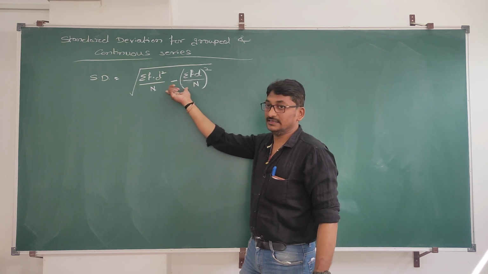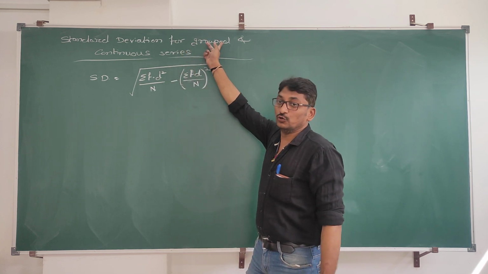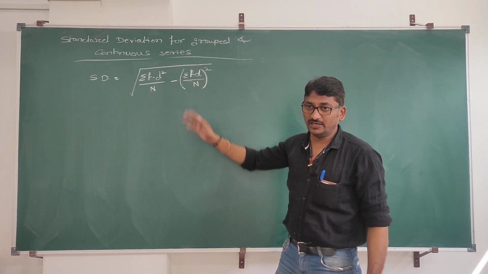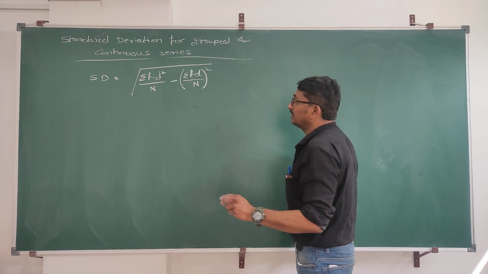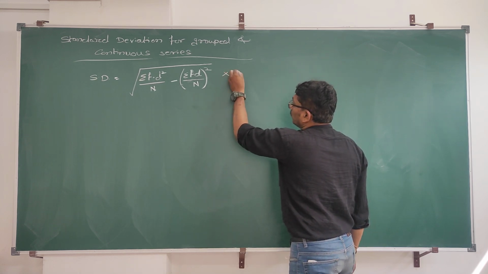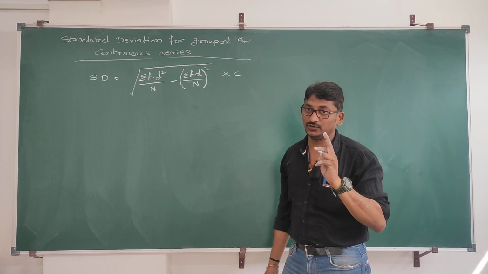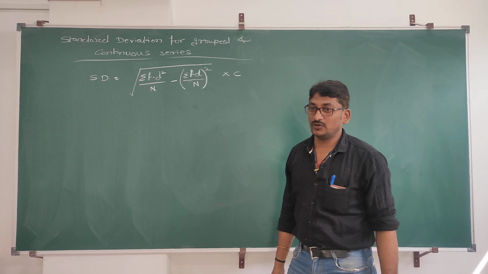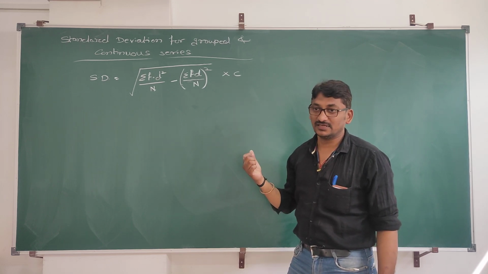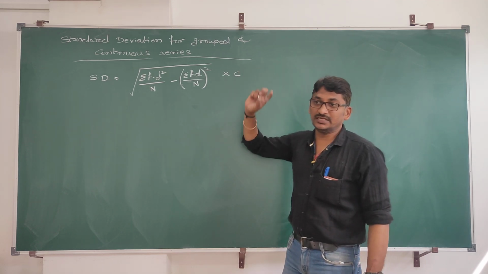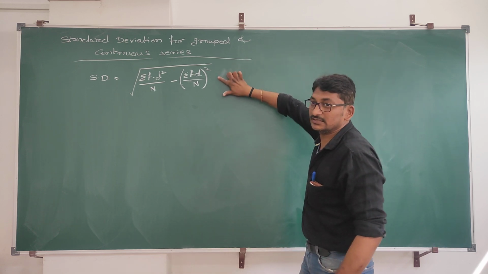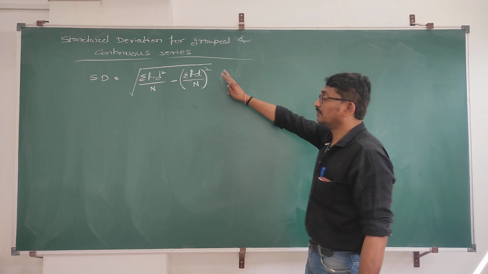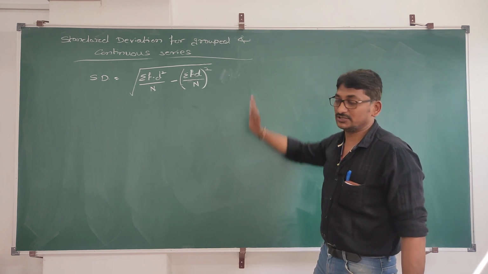What formula have I written here? This belongs to which series? Grouped series. For continuous series also you have to apply the same formula. The only change in continuous series is that outside the root you have to multiply by C. C is nothing but the difference in class interval, because continuous series carries class intervals. We have to check the difference also. In grouped series there are no class intervals, so don't consider this. This is the only change. But where to multiply? Outside the root. This much you have to remember.